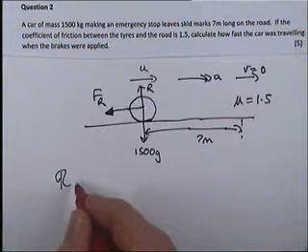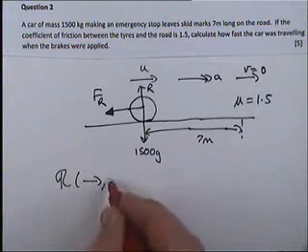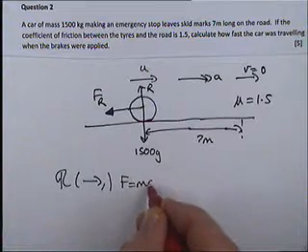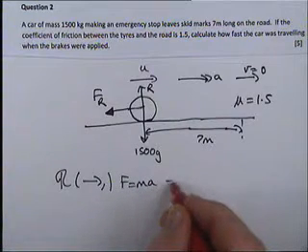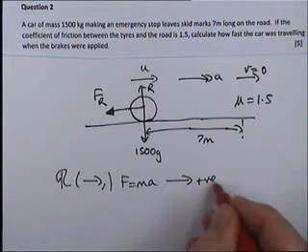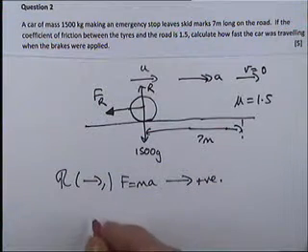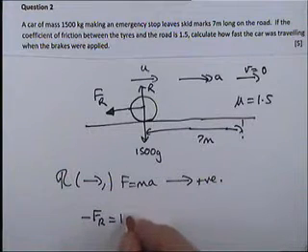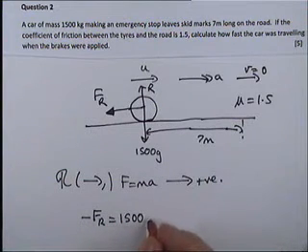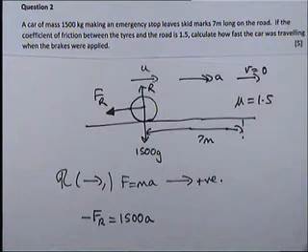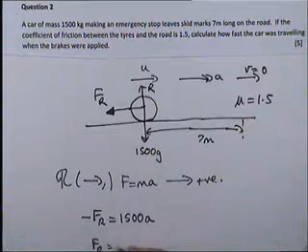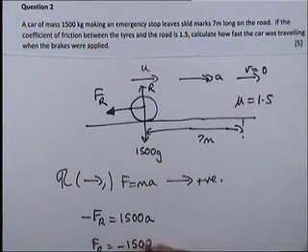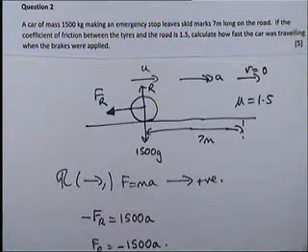So we're going to resolve parallel to the slope. I'm going to use F equals ma, and I'm going to take that direction as positive. And what I get is the negative frictional force is equal to 1,500 A. So frictional force is equal to minus 1,500 A. So that's where that negative A comes from, so we do know it's a deceleration.